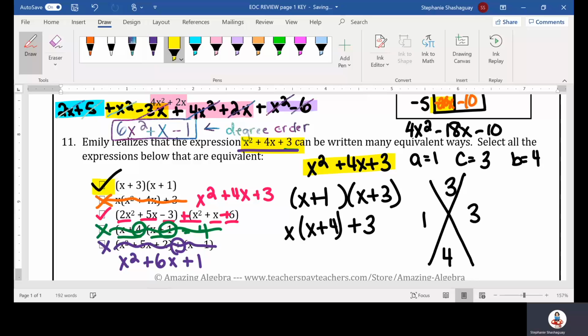So our two solutions here are x plus 3 multiplied by x plus 1, and x squared plus 5x minus 3 minus x squared plus x minus 6.